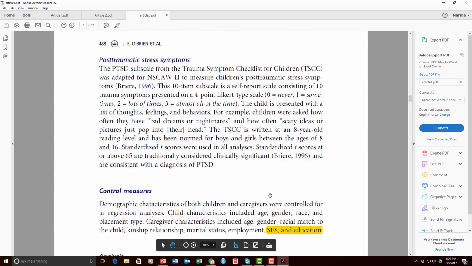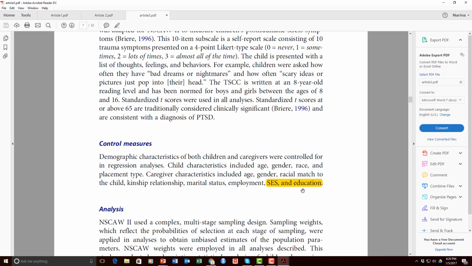Let's see, is there anything else that we have here? Oh, control measures. There we go. They are controlling for SES and education. So to recap on this one, the secrecy issue is probably not an issue here because we've got identified cases that have been investigated and substantiated. Can you make causal statements? No, still can't make causal statements. Because they're controlling for SES, they're dealing with the poverty issue.